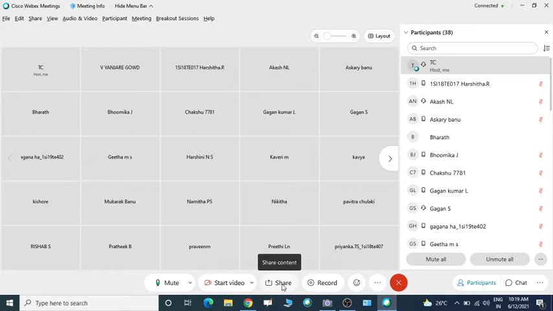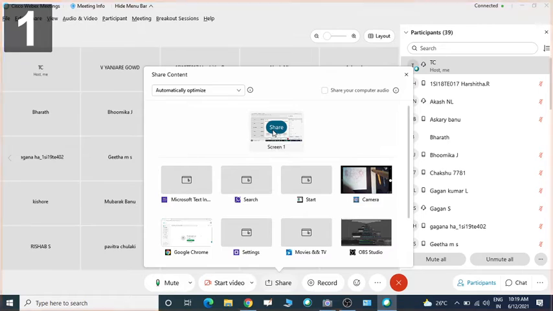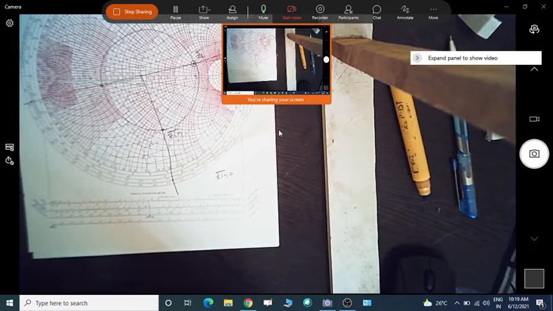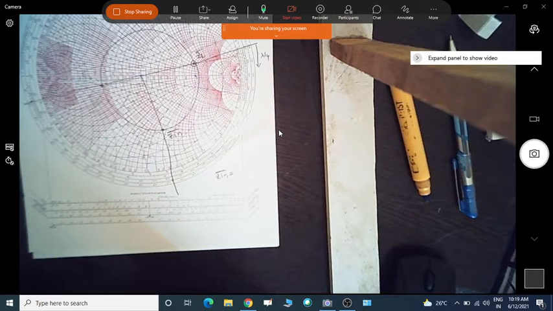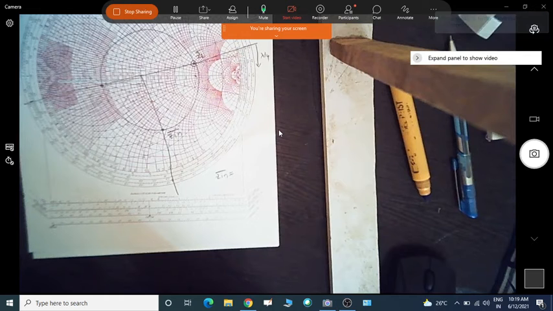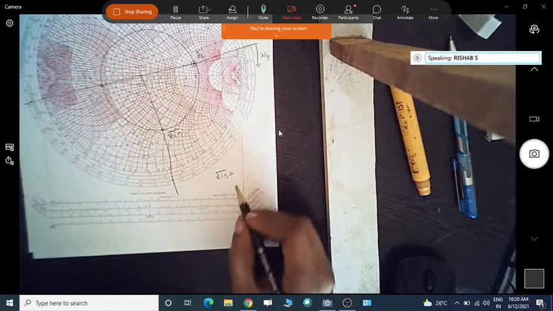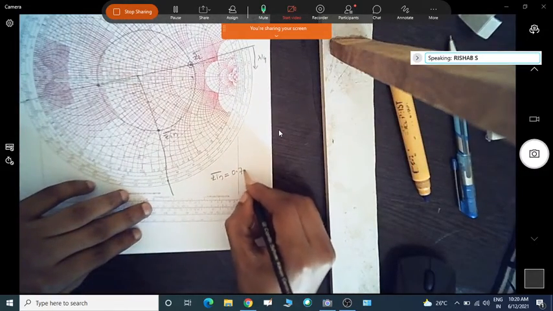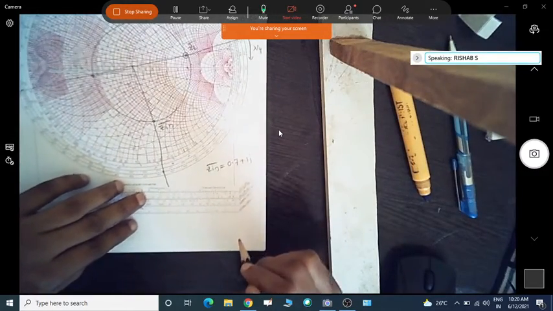You need to practice, otherwise it is difficult to understand how we can do the problem. So 0.7 plus 1J. Okay.